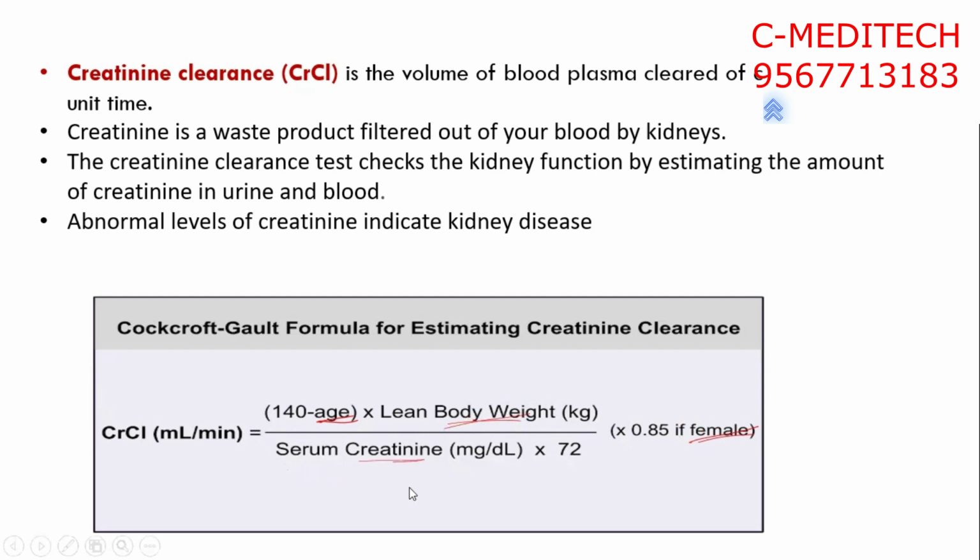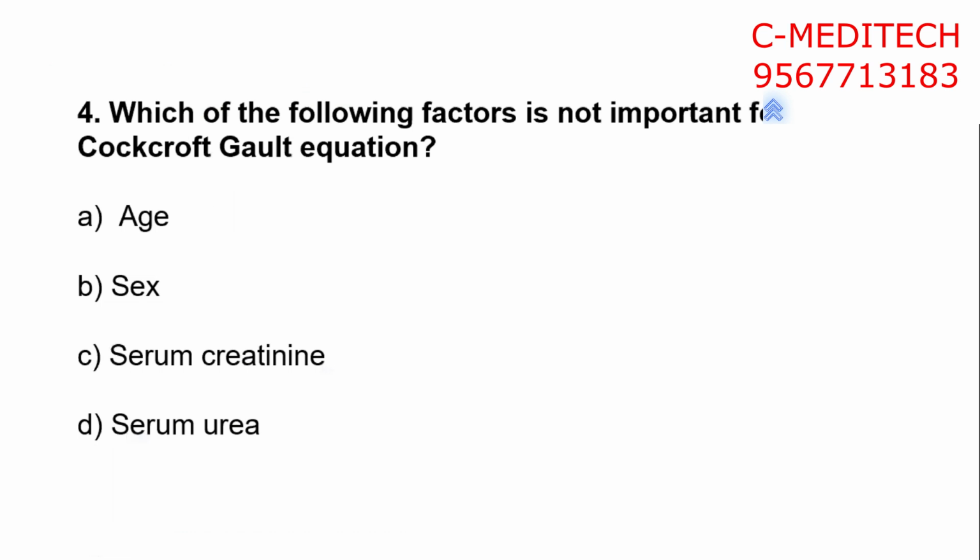So now let's go to the question and see. Which of the following factors is not important for the Cockcroft-Gault equation? So age is important. We need age for the calculation. Sex is important. We have separate formulas for male and female. So we have to know whether the patient is male or female.